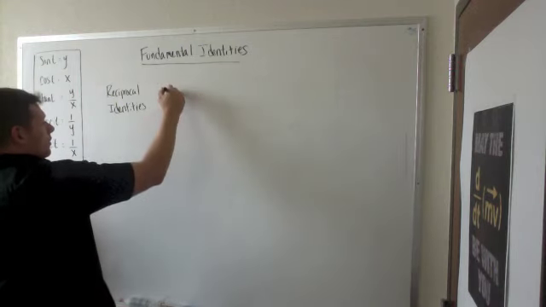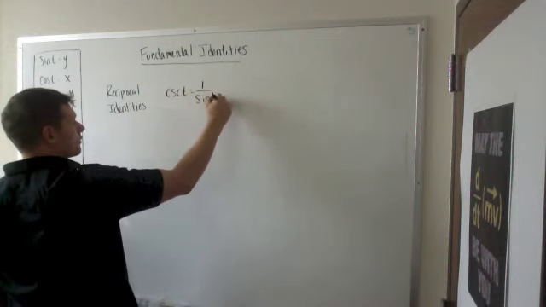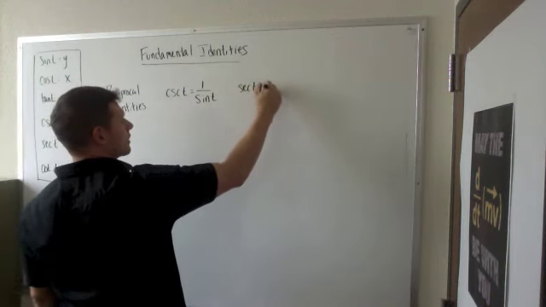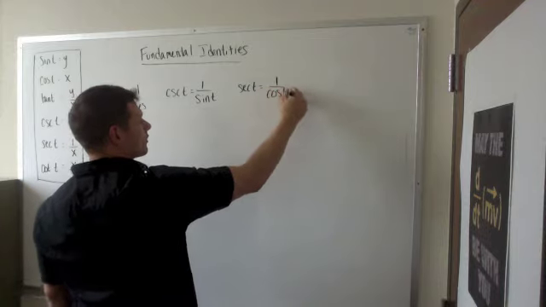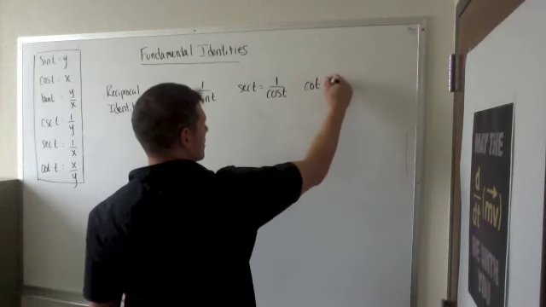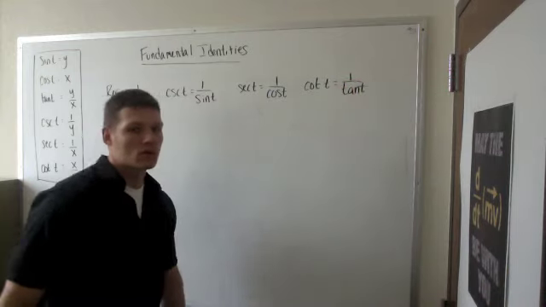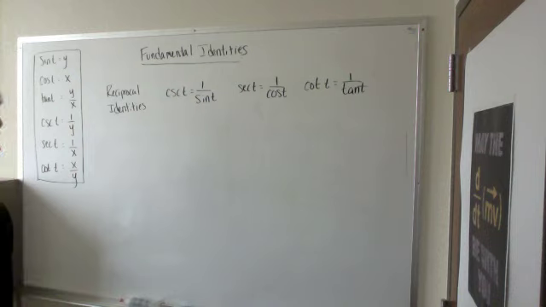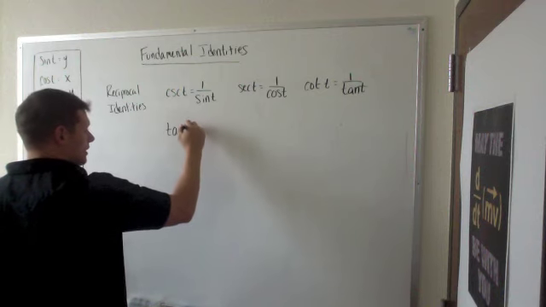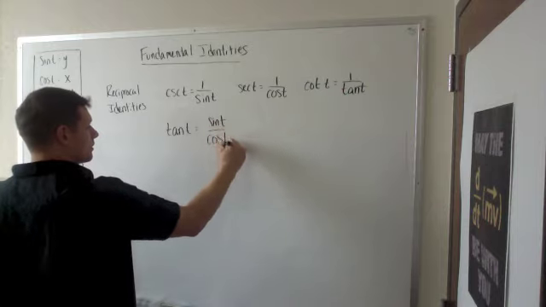So, what do we know? We know cosecant of t is 1 over sine t. We know that secant t is 1 over cosine t. And we also know that cotangent t is equal to 1 over tangent t. Those are the ones that we've already established. There's also a couple others that we need to know. We need to know that tangent of t is equal to sine of t over cosine of t.